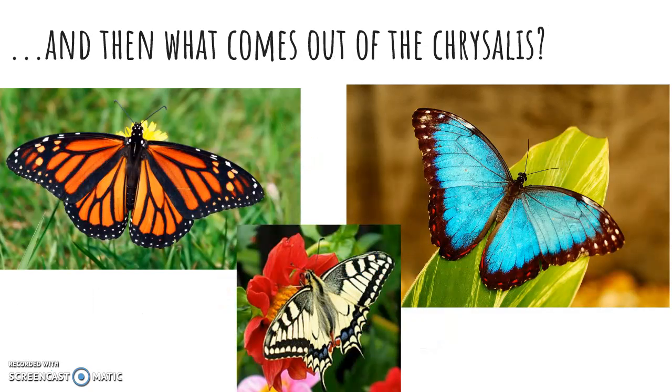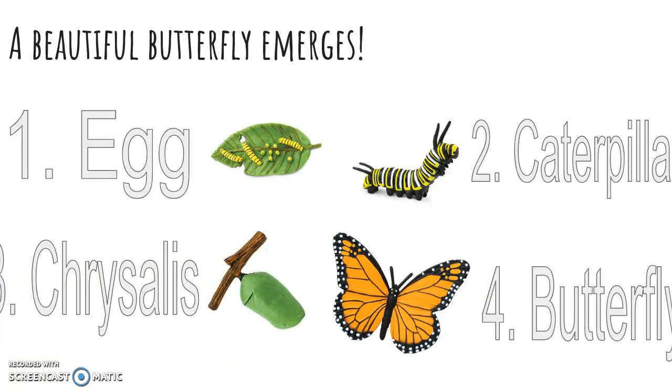So what's the final step? It turns into a beautiful butterfly. So when it's ready, the butterfly will emerge from the chrysalis. Within 3 to 4 hours of resting and strengthening its wings, the butterfly will master flying and will search for a mate. Adult butterflies are always looking to reproduce, so the life cycle will continue.